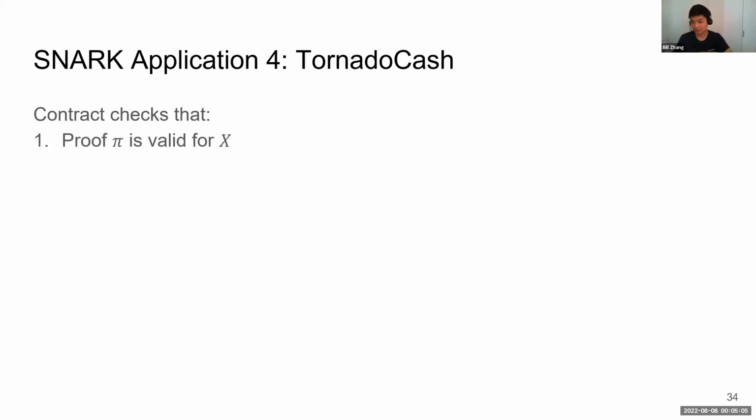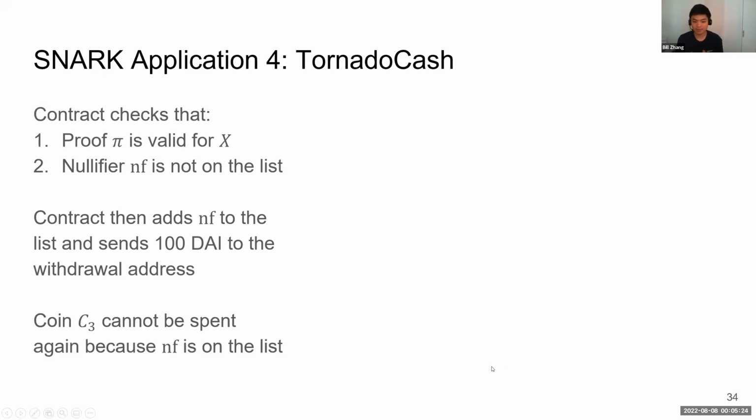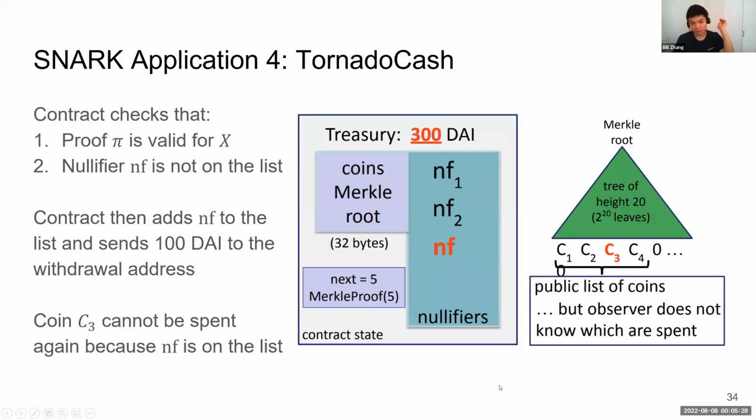First, it'll check that this proof is valid, just like what every one of these examples has been doing. It checks that the proof is valid. Second, it checks that the nullifier is not already in its list, which is the same thing as Zcash. And afterwards, once it's checked these two things, then it'll add the nullifier to the list. It'll send the 100 DAI to the withdrawal address. And now coin 3 can never be spent again because the nullifier that corresponds to it is in the list. If anyone else tries to spend this coin, they're going to have to send the same nullifier, and then the smart contract is going to say, this nullifier is already in the list. You're not allowed to spend it again.